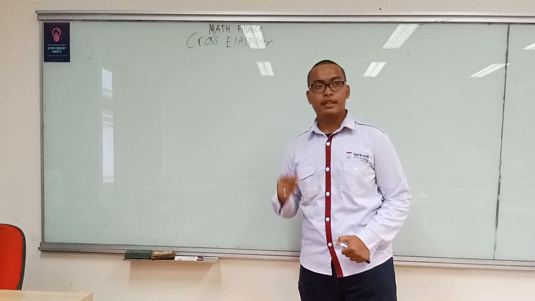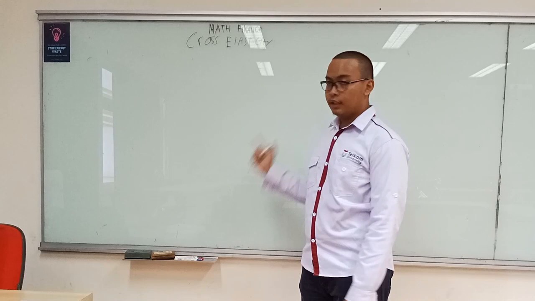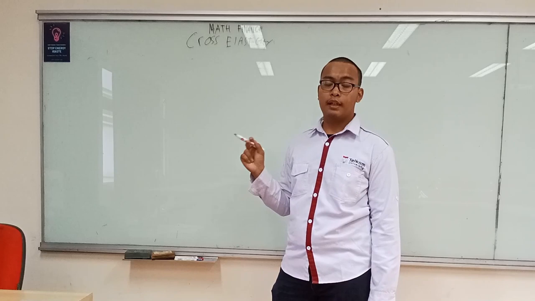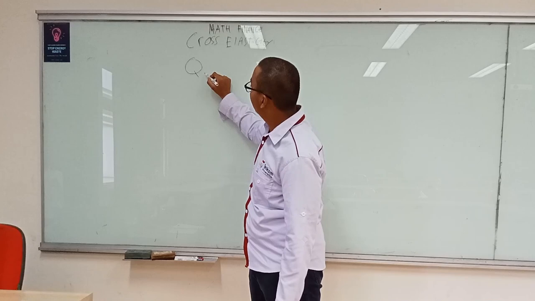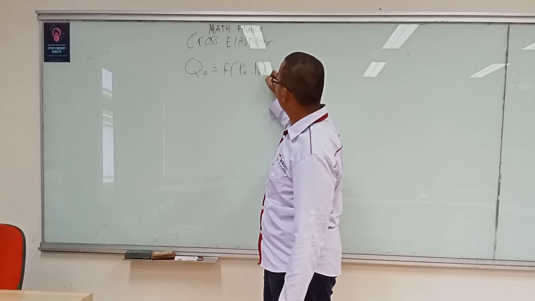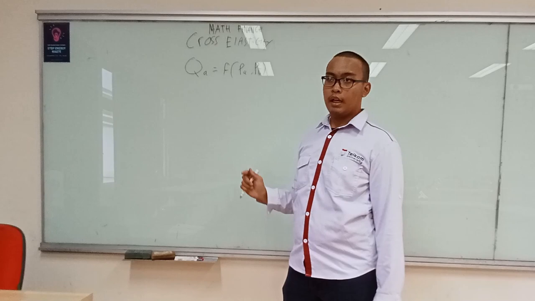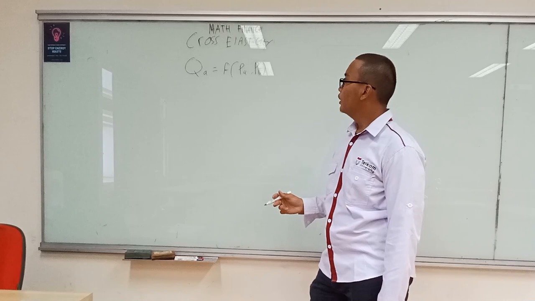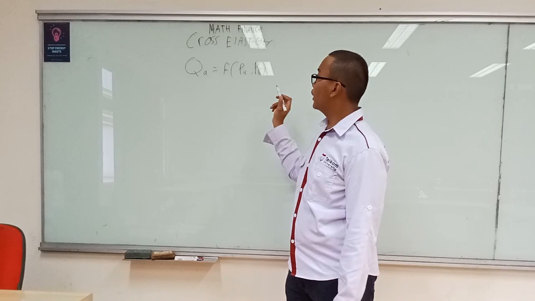To see if there's going to be cross elasticity, there are going to be two different equations that can be derived partially. For example, the first is QA equal to a function of PA and PB. The equation needs to have PA and PB, because if we don't have these two, it cannot be called a partial differential, because we need to use this to find the cross elasticity.